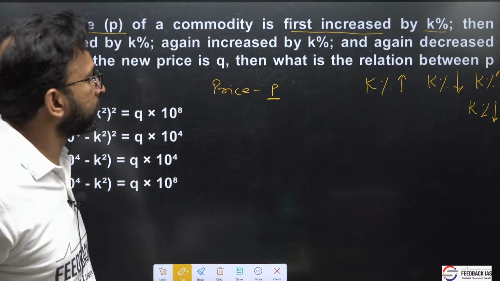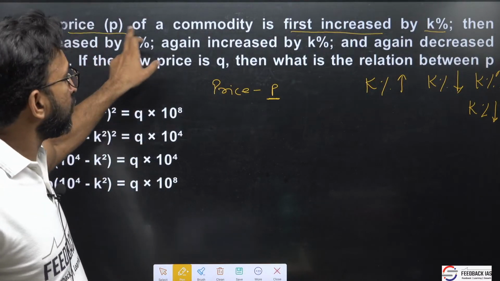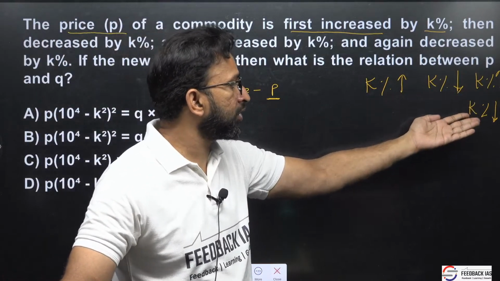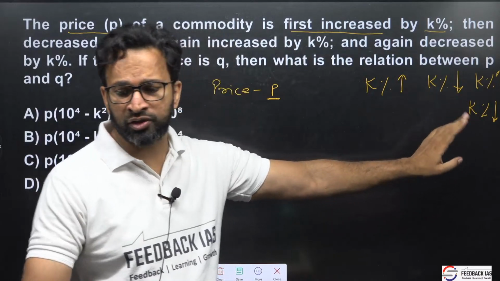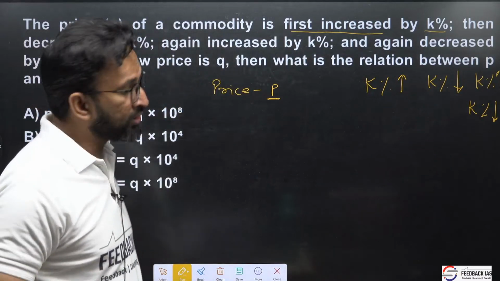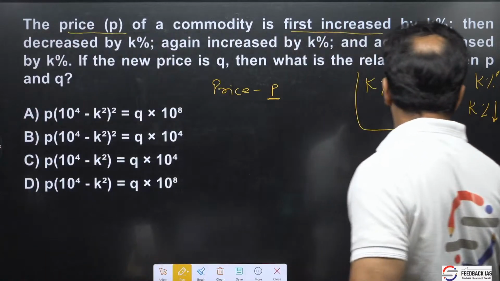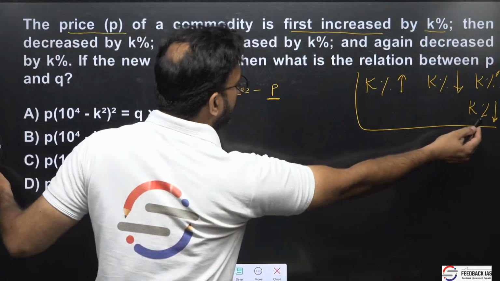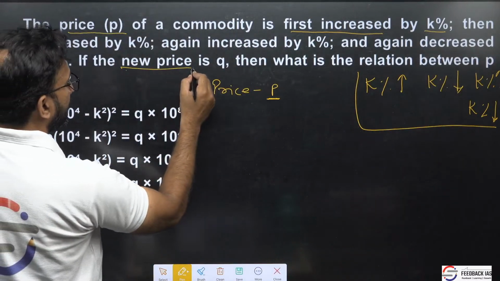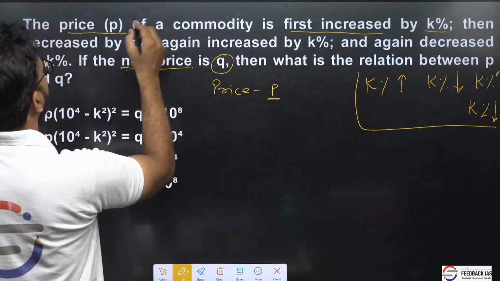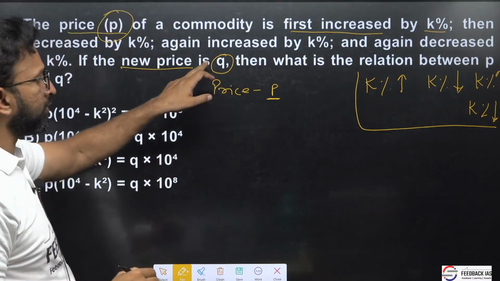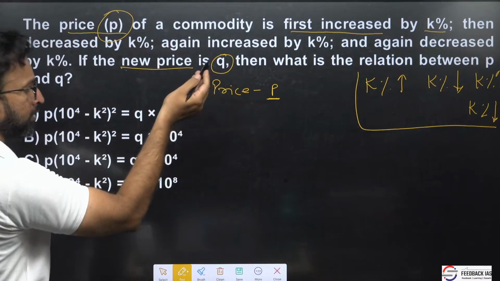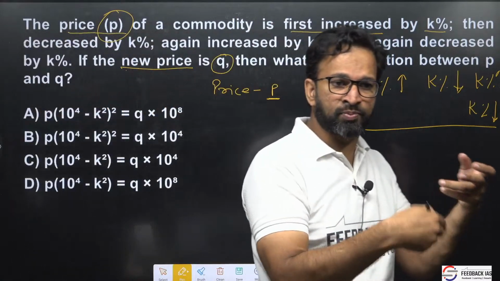the logic within the question: there is a price P of a commodity and it is increased by K%, then decreased, then increased, then decreased. So there are successive changes in the percentage. This is the situation happening within the question. And once the last percentage is changed, the new price that comes out is Q. So we started from P and then we reached Q.